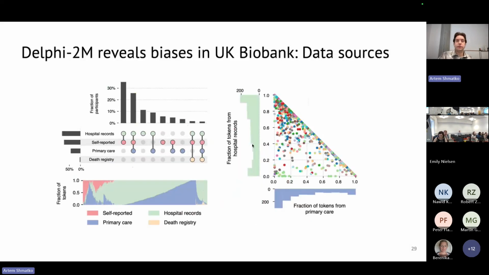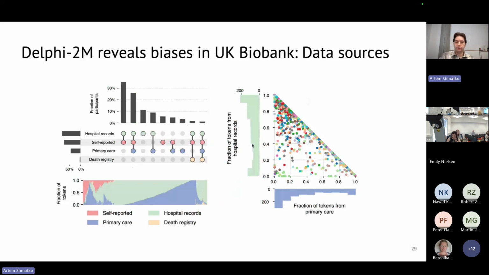There are some more interesting biases that Delphi learned from data, and one of them is, for example, source-related. The ways patient records make it to the UK Biobank are numerous. For example, a record could be self-reported, or it could be data transferred from the hospital the person attends, or from the GP, or from the death registry, and so on. And for each record, we actually know where exactly it came from.